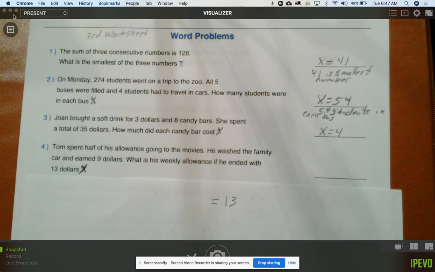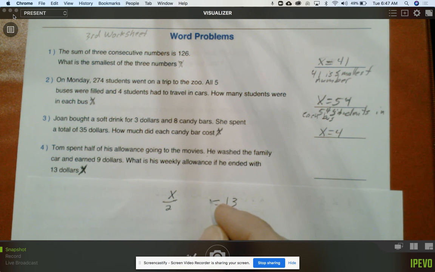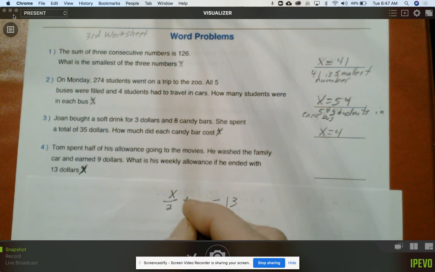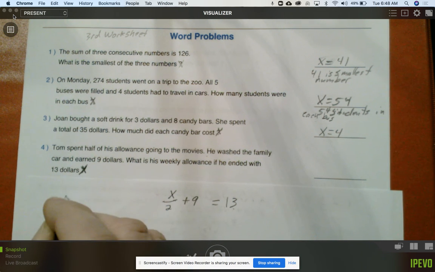And if Tom spent half of his allowance going to the movie, he started with x, which is his weekly allowance, and he cut it in half, divided it by 2, and that's how much he had left, right? And then he watched the family car and earned $9 additional. So half of his allowance plus 9 gives him $13 left over, which is what that says. He ended with $13. So again, I'm going to write this down.